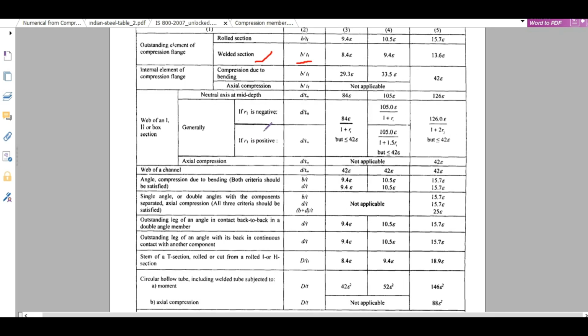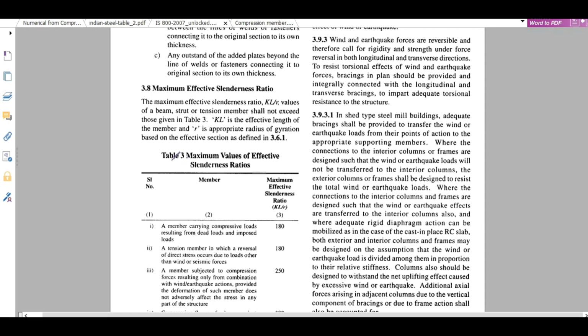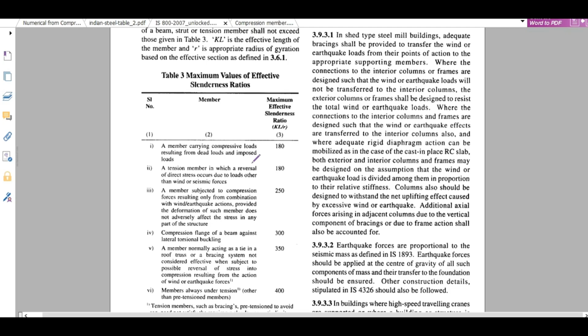Now after that, let us go to page number 20. Here the maximum effective slenderness ratios are mentioned. As I already explained, the strength of a column depends on the effective slenderness ratio. So if the ratio becomes more, that means your column becomes more slender, which means there are maximum chances of buckling. So there should be a maximum limit up to which we can use a member as a compression member. Now what is the limit? The limits are mentioned here in Table number 3.